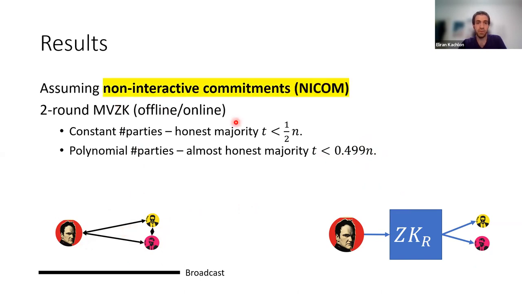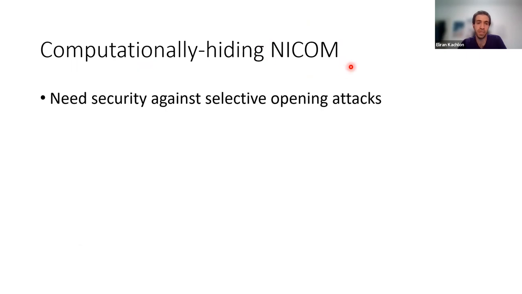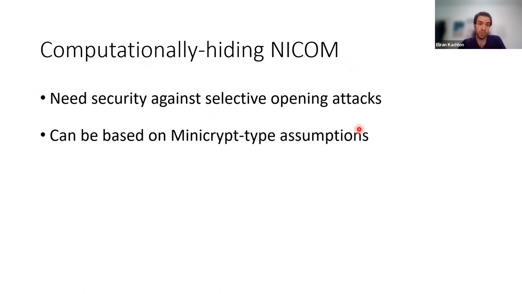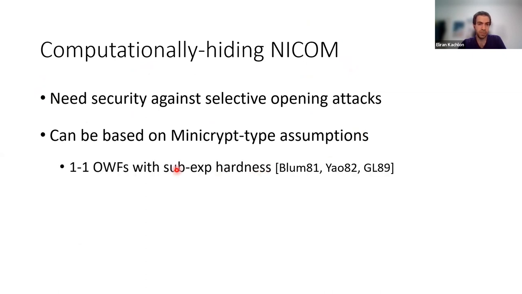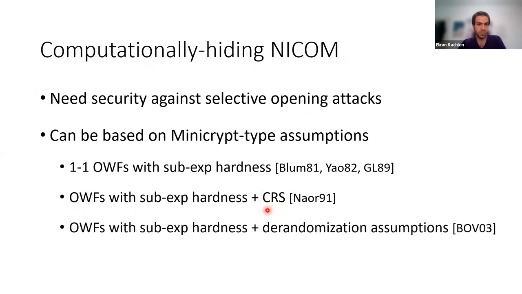Okay, now let me say a few words about the non-interactive commitments. So there are two kinds of non-interactive commitments. The first one is the computationally hiding non-interactive commitments. And if we use this kind of commitments, then we also need some kind of security against selective opening attacks. But those commitments can be constructed from mini-crypt type assumptions. For example, they can be constructed from injective one-way functions with sub-exponential hardness, or even from standard one-way functions with sub-exponential hardness together with a common random string or under some de-randomization assumptions. Okay, so again, if we use those commitments that can be obtained from mini-crypt type assumptions, then we obtain the results that I've just described in the previous slide.